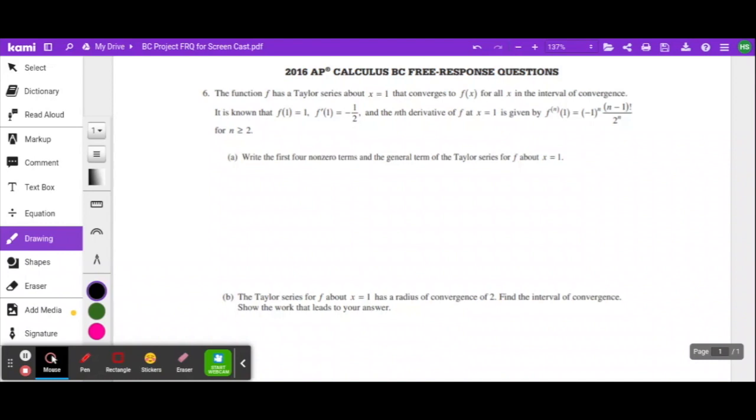It's known that f of 1 is 1, f prime of 1 is negative 1 half, and the nth derivative of f at x equals 1 is given by this equation when n is greater than or equal to 2.